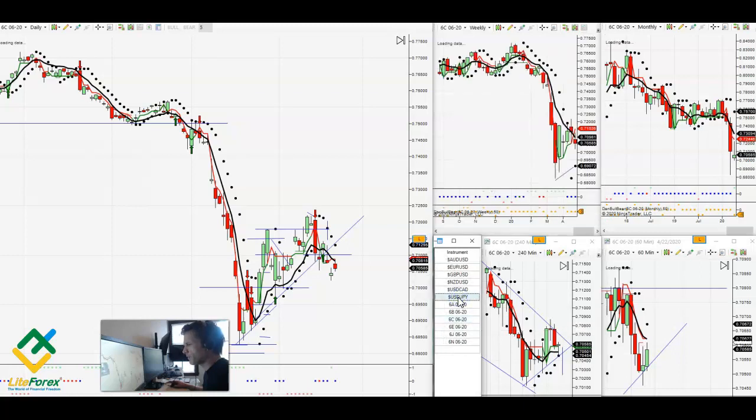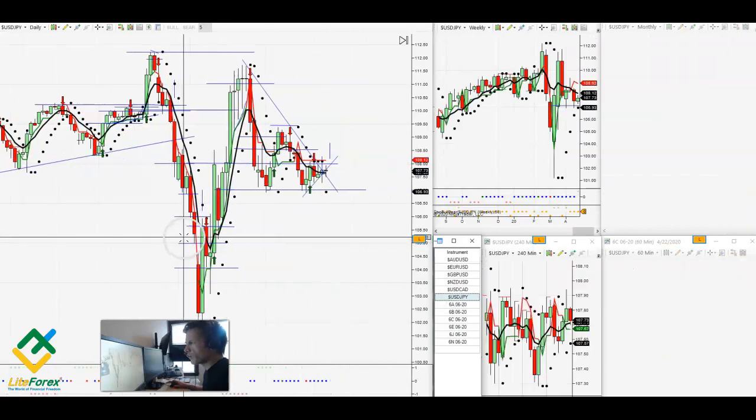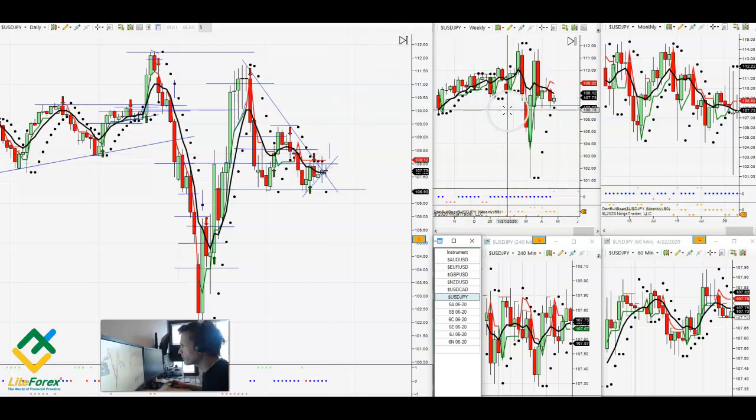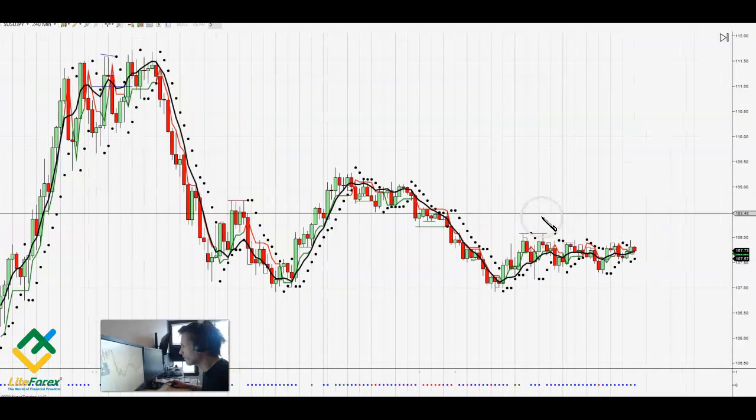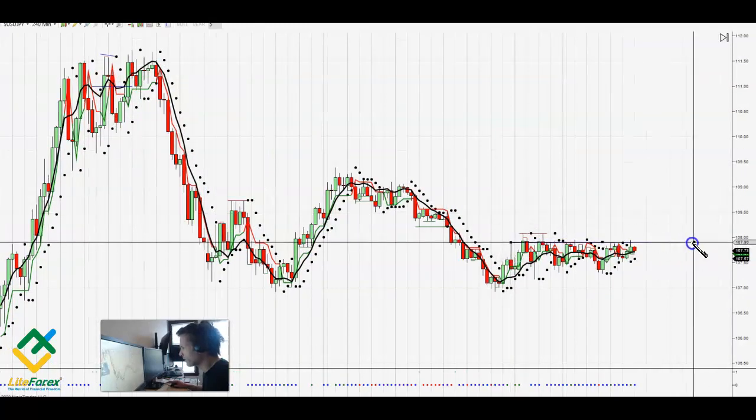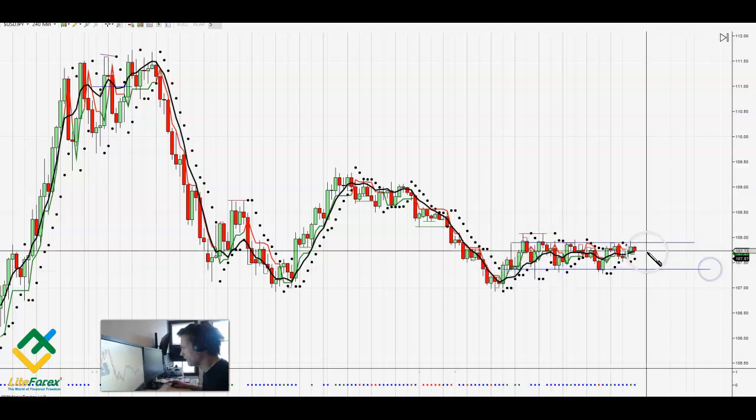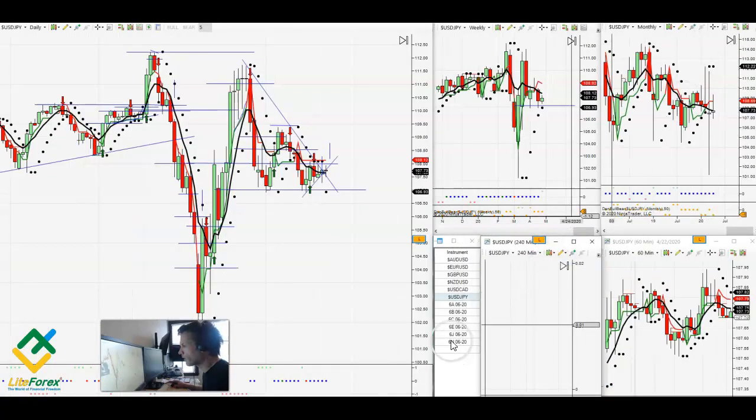Okay, lastly, the USD yen. USD yen is really just going sideways right now. It's in between 108 and 107, and it's going to break one way. It does look like it could break to the upside. If you look at the 240, look how sideways that is. It doesn't get much more sideways than that. We need it to break one way or the other. Let's see which way it breaks, and then we'll reevaluate.